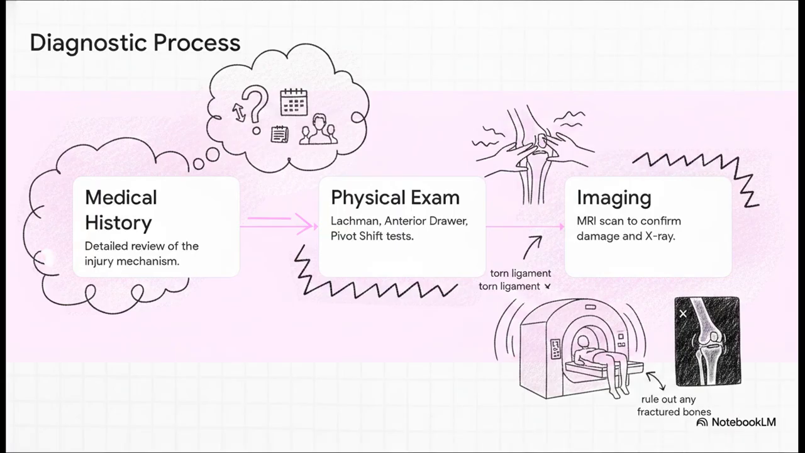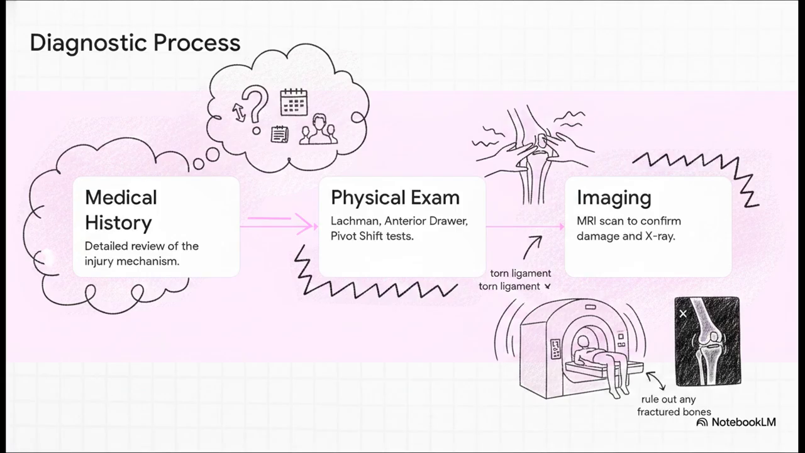To confirm the damage, medical professionals have to jump straight into a very strict diagnostic process. Step 1 is gathering a detailed medical history to understand the exact mechanics of how the knee twisted in the first place. Step 2 involves highly specific physical exams.